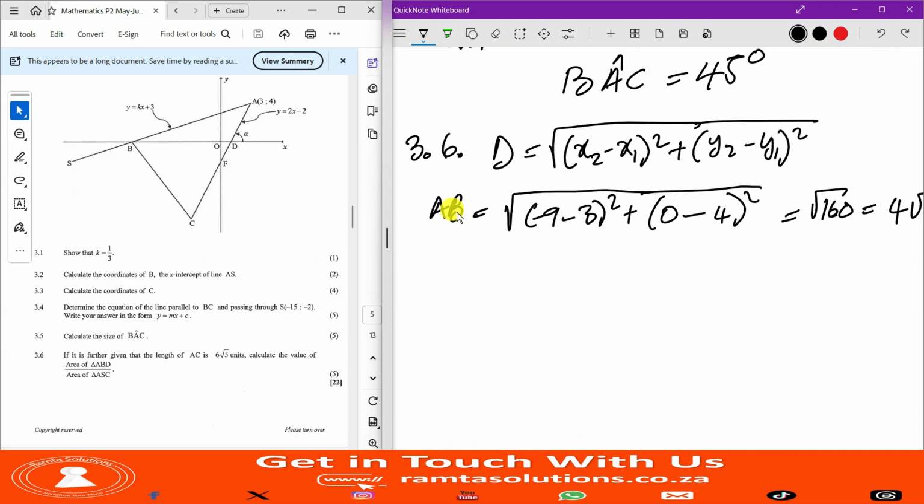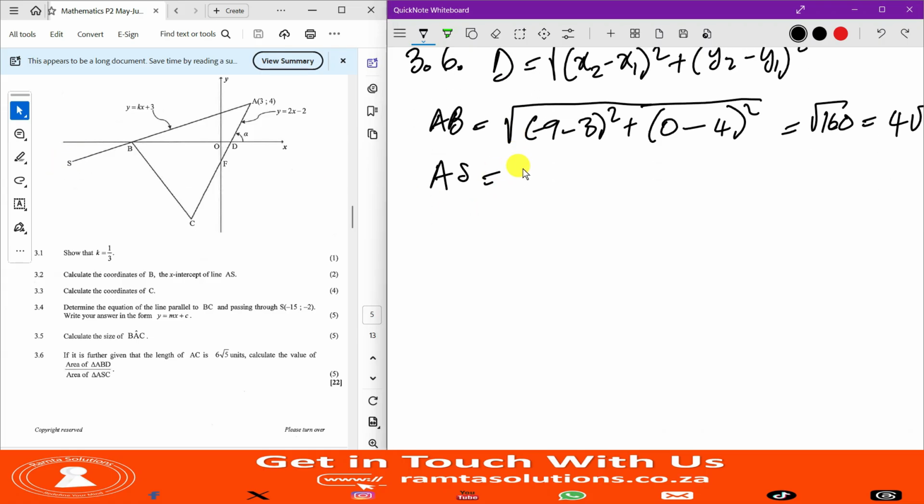Now let's look at AS. So we're now looking at AS, isn't it? Looking at AS, let's see.